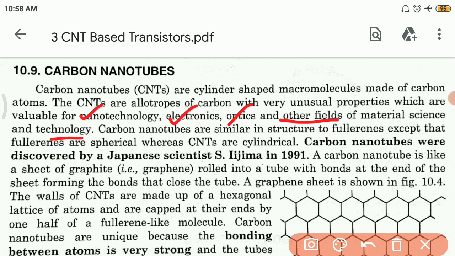Okay, the carbon nanotubes are actually similar in structure to the fullerenes, except that the fullerenes are spherical, whereas the CNTs, that is the carbon nanotubes, are cylindrical in shape. Okay, and these CNTs were actually discovered by a Japanese scientist S. Iijima in the year 1991.